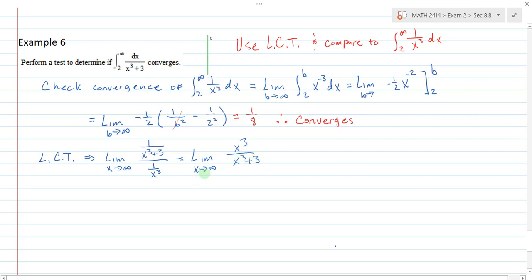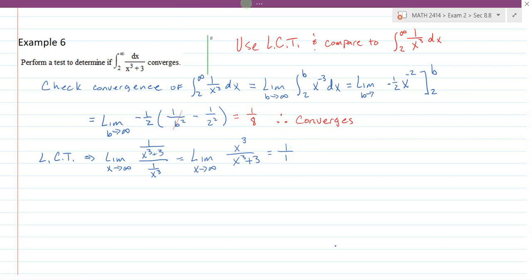Now, do you remember from calculus how to evaluate these limits? So x cubed divided by x cubed plus 3 as x goes to infinity. We can either use L'Hopital's rule, or we can look at this and say, well, the degree of the numerator is the same as the degree of the denominator, so this limit is going to be equal to the leading coefficient of the top over the leading coefficient of the bottom. Or you could divide every term by x cubed. You have several options available to you, but you do need to remember how to evaluate limits. So this is equal to a positive finite number.